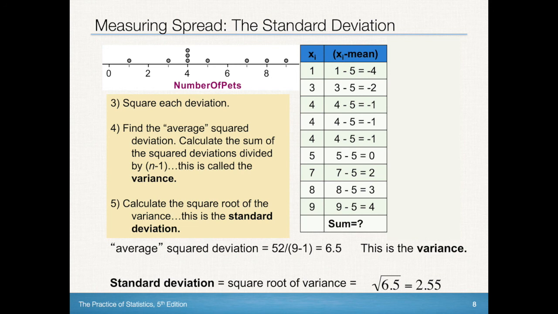So if we take the sum of the squares and we divide it by n-1, what we get is the average squared deviation. This is also known as the variance. And this is an important quantity in statistics, and you're going to want to make sure that we know the difference between the variance and this commonly used term, which is the standard deviation. And the standard deviation is simply the square root of the variance, which in our case is going to be 2.55. Now, because we're talking about the number of pets in this case, there are no units to it.